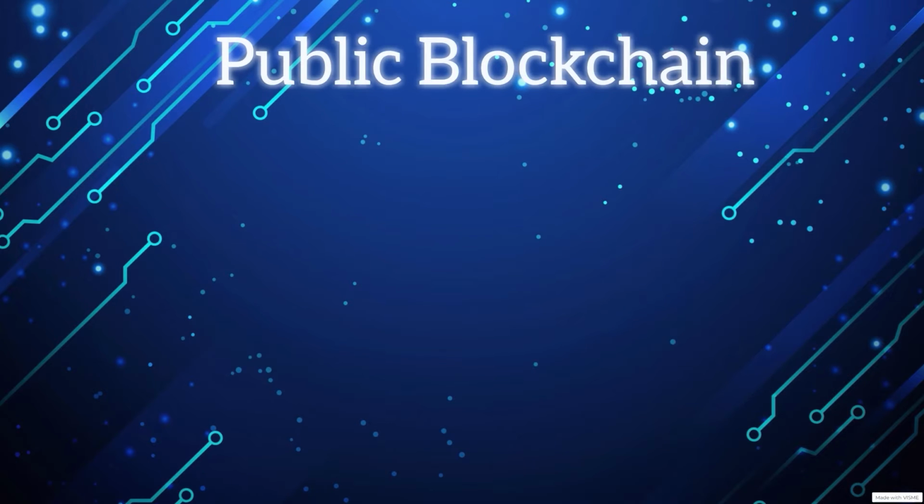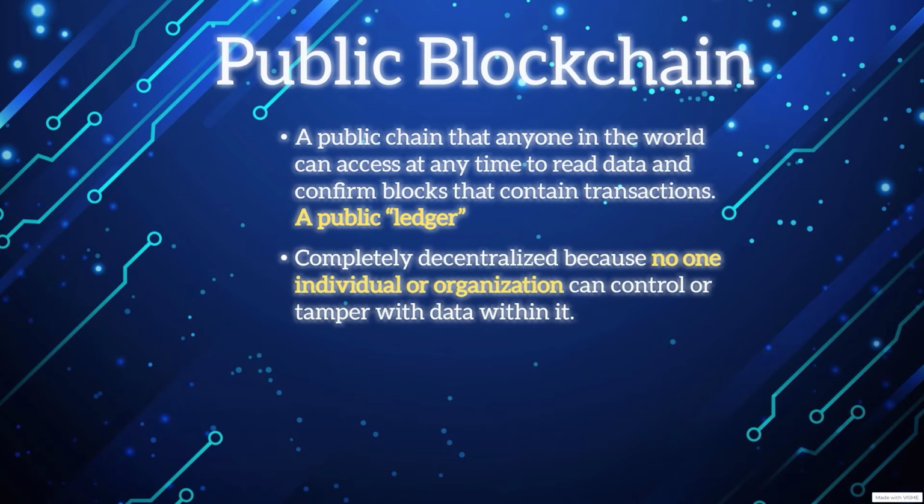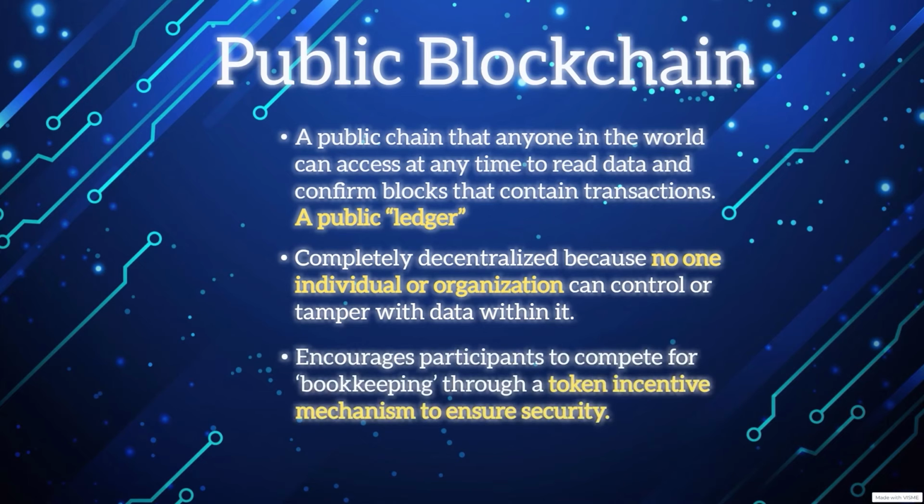The next important thing to understand is what a public blockchain is. It's a public chain that anyone in the world can access at any time to read data and confirm blocks that contain transactions. You can think of it as a public ledger. It is completely decentralized because no one individual or organization can control or tamper with the data within it. It encourages participants to compete for bookkeeping through a token incentive mechanism to ensure security.